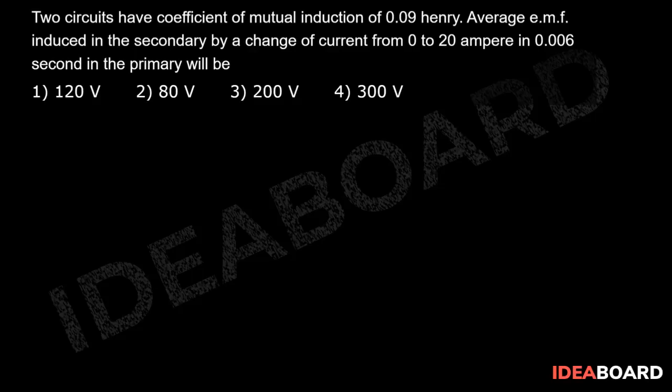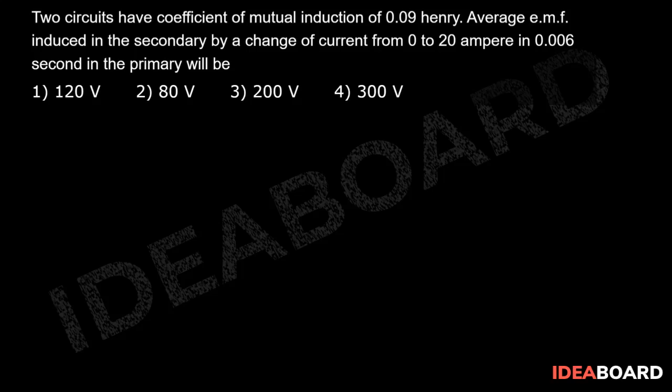Two circuits have coefficient of mutual induction of 0.09 Henry. Average EMF induced in the secondary coil by a change in the current of 0 to 20 ampere in 0.006 seconds in primary will be.